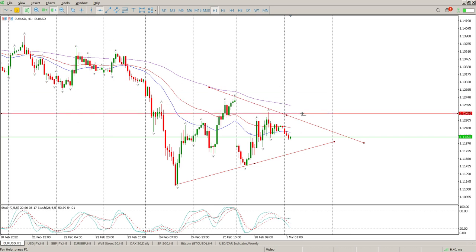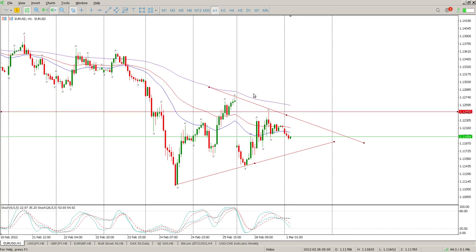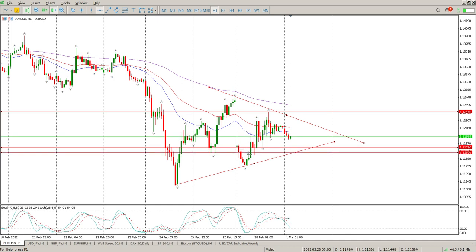So, if we put our horizontals in, that is the high of yesterday. And then there's two levels here, so let's just put both of them in. Those are the lines in the sand. So if we start breaking up above 112.468, we need to look for opportunities to buy there.